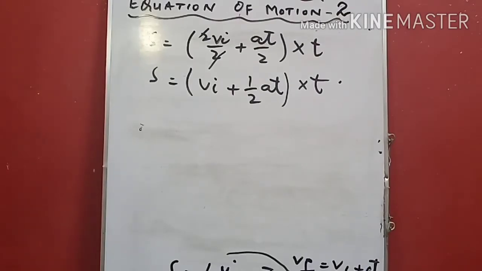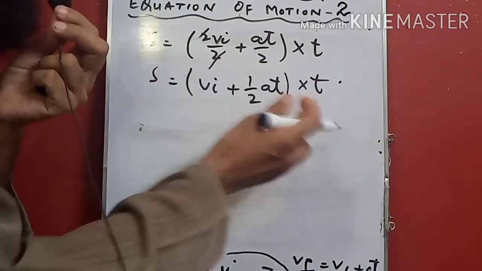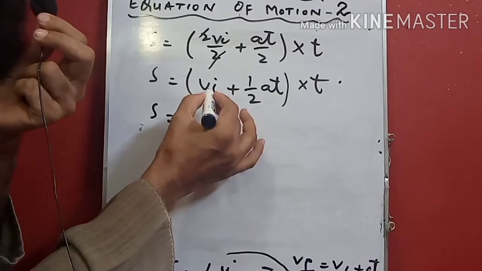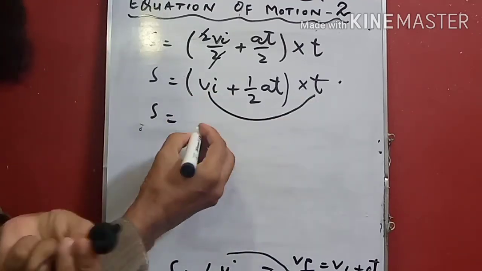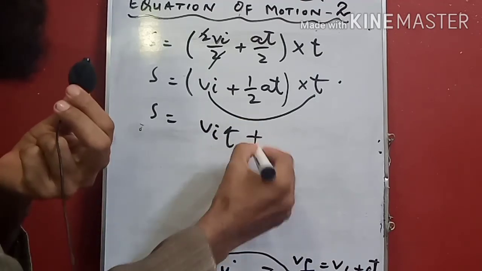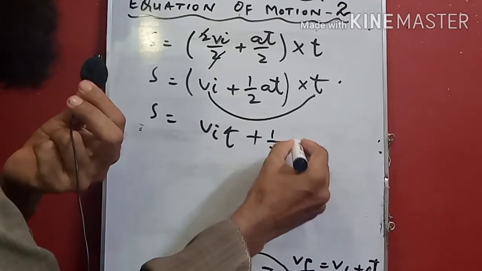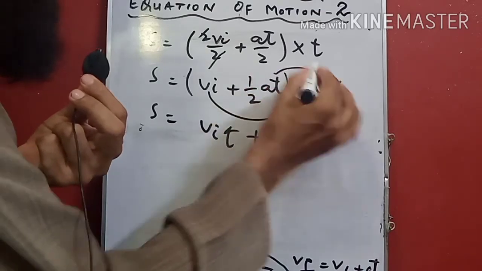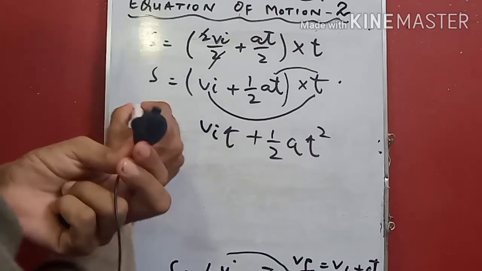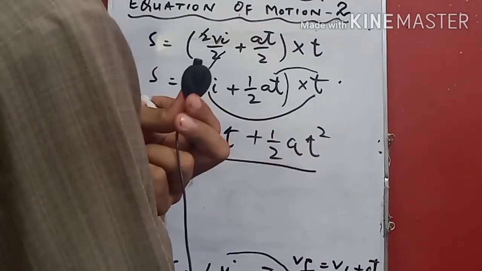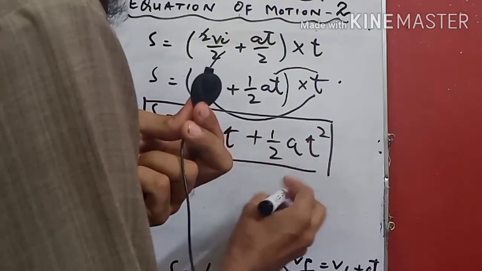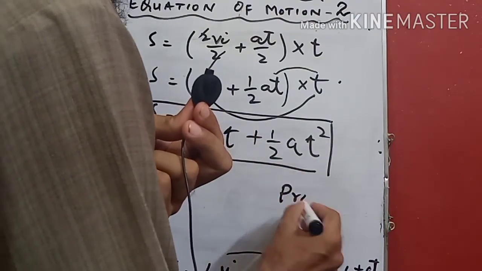Students, now we simplify this equation. So S is equal to Vi multiplied by T, Vi T, plus 1 upon 2 A, and this T multiplied by T comes as T square. So we obtain the second equation of motion: S equals Vit plus half At square.